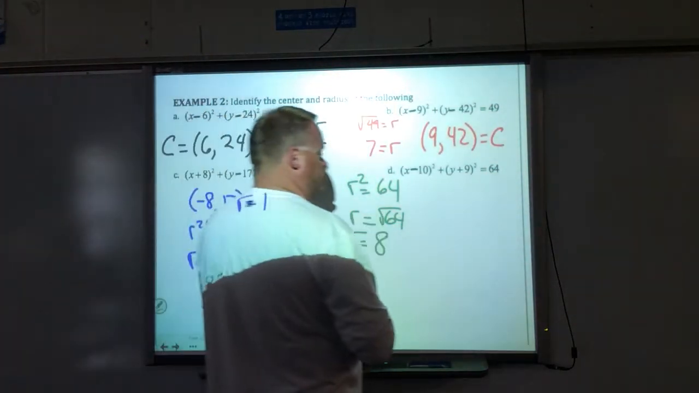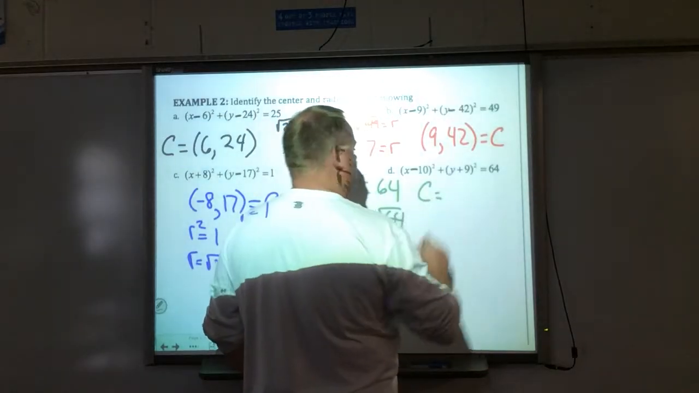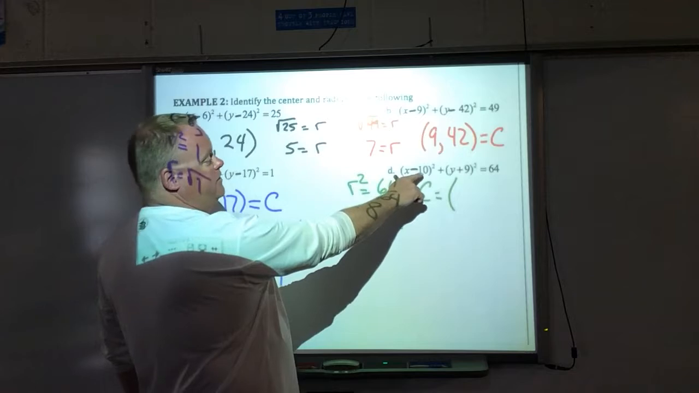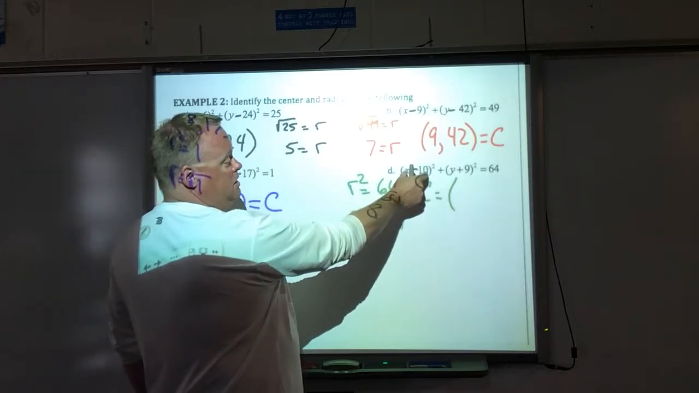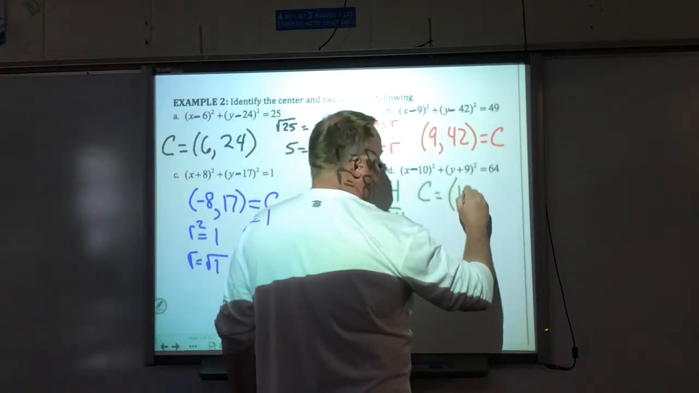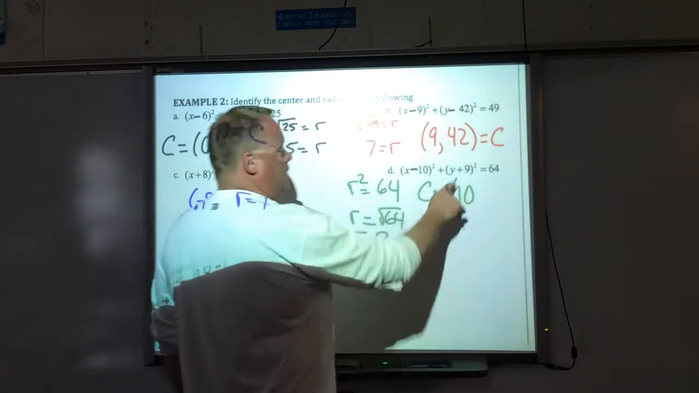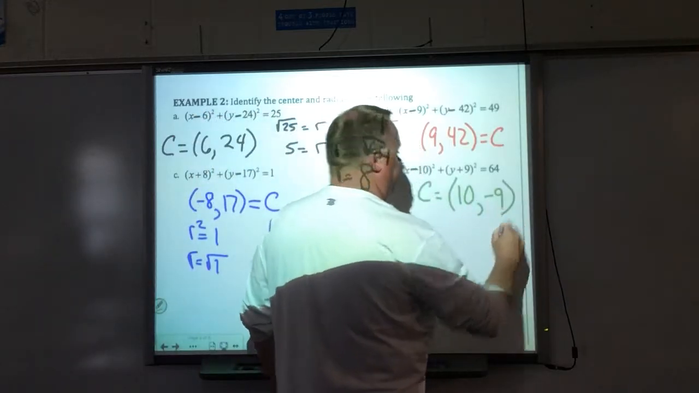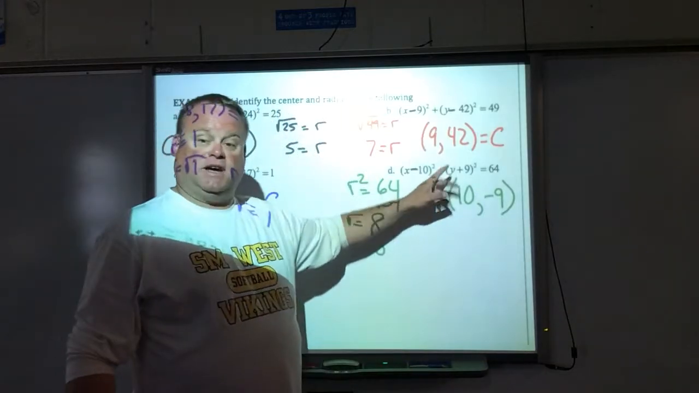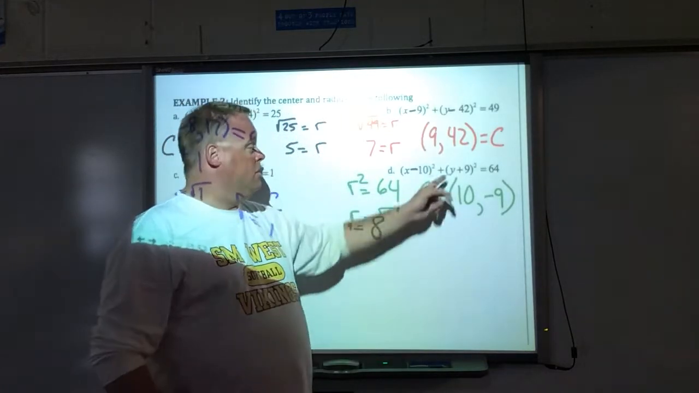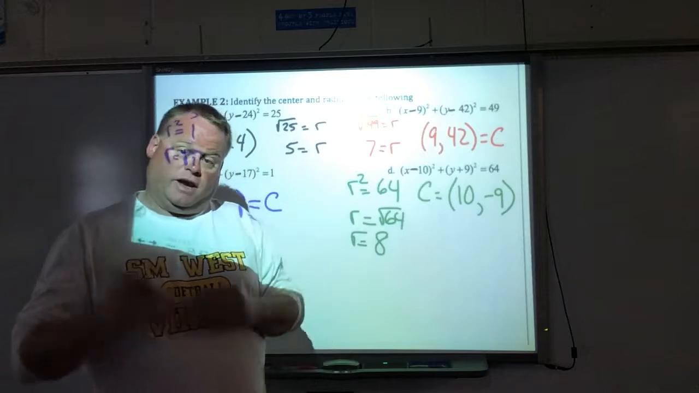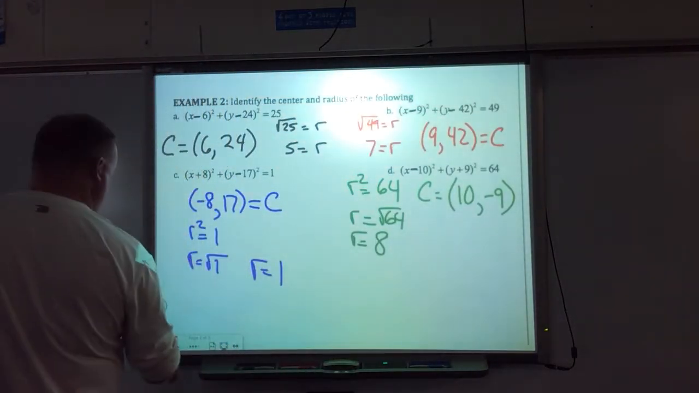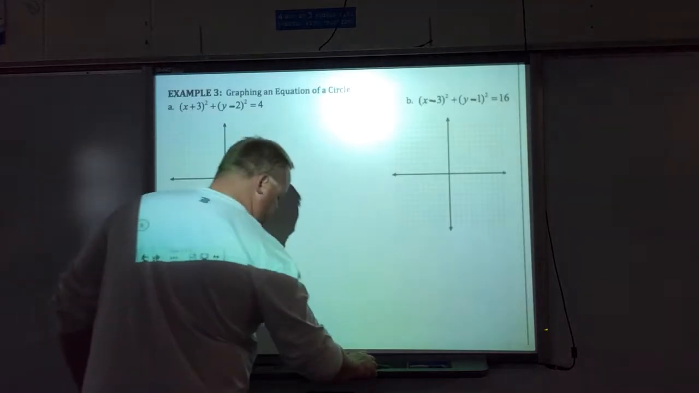Okay, the next one. Find my center. My center is going to be at the point, well, since it's a negative 10 inside the parentheses with x, the 10 becomes positive. The 9 is positive, so it becomes negative. Remember, flipping the signs between the center and inside the equation, okay? Making sure we're doing that. All right, let's move on. Last little bit for you.